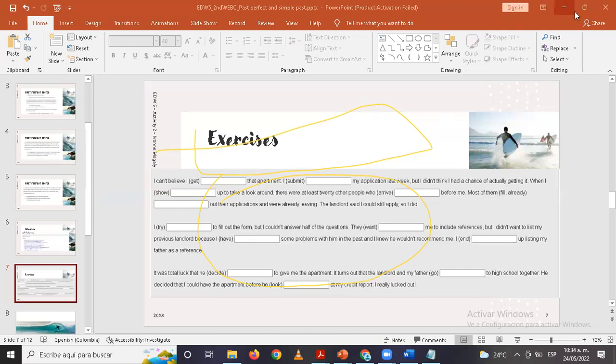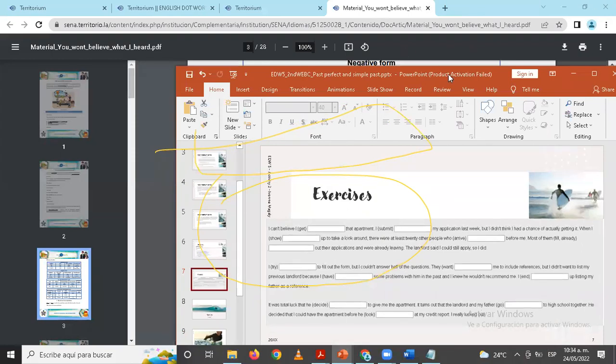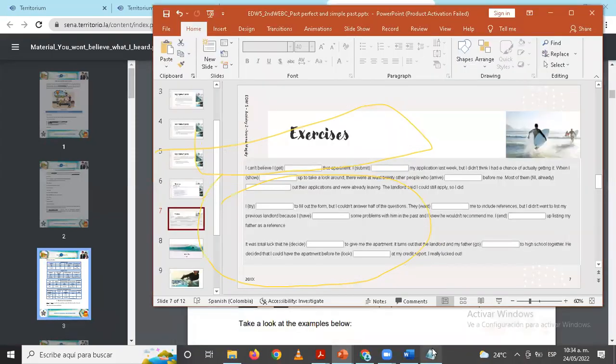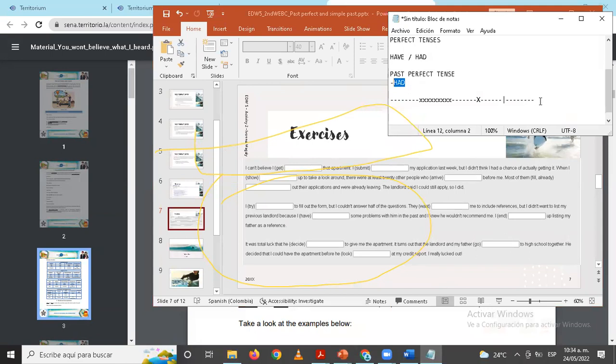Very good, Nicolas. In that case, we can put it in past simple. I can't believe. ¿Y cuál es el pasado simple de ese verbo? Please. Good. That's irregular. So I can't believe I got the apartment.